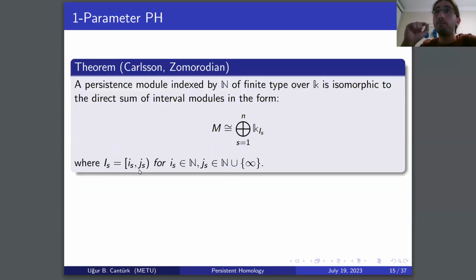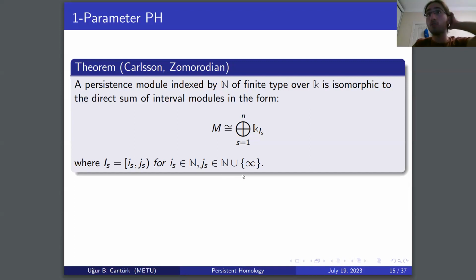Now, by using the structure theorem and finite type arguments, a persistent module of finite type, let me say indexed by n and over k, is something important. It can be isomorphic to the direct sum of interval modules. So if you have a persistent module satisfying these conditions, then you can write it as a direct sum of interval modules. Here, as you can see, the intervals are left closed and right open. The left one is an element of the natural numbers. The right one can also be infinity.